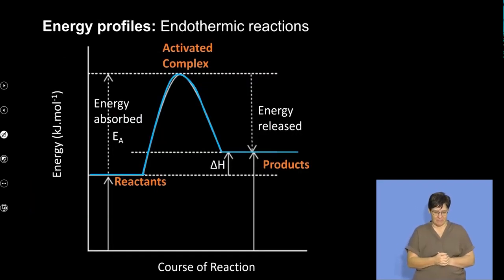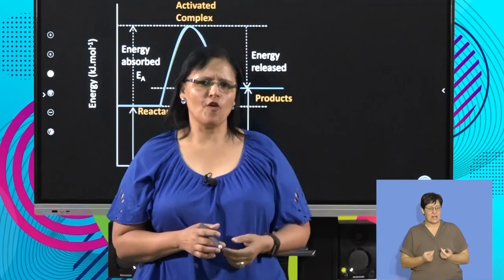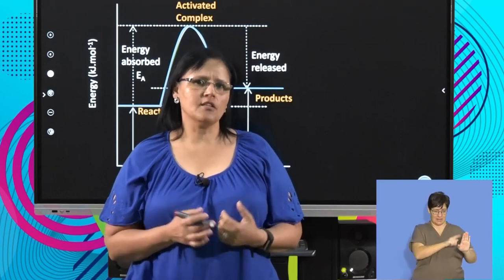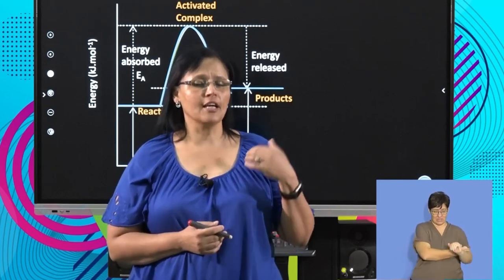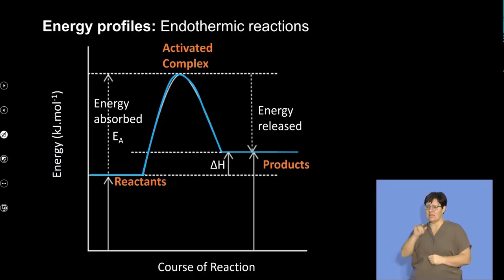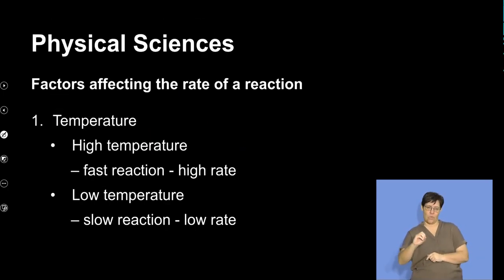Our faster reactions are normally exothermic reactions, where the energy released is much higher than the energy absorbed. But when we look at yeasting, for instance, in the energy profile here, we have an endothermic reaction. Again, the energy absorbed for this endothermic reaction is bigger than the energy that gets released when the products are formed. Therefore, it is an endothermic reaction.